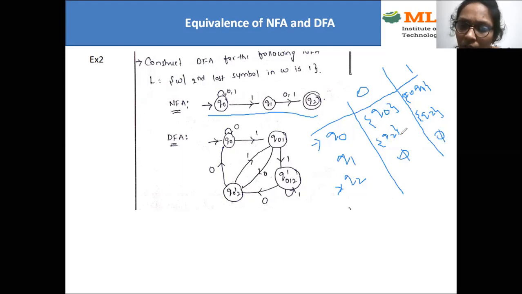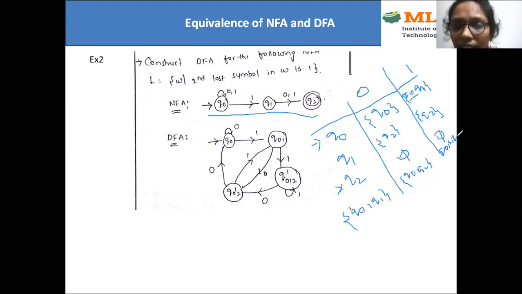Q0 is over, Q2 is over. Now the new combination is Q0 and Q1. Now we need to take the union. So Q0, Q1 union gives Q0, Q2. And again here the union gives Q0, Q1, Q2. Like this, the process will be repeated until you get all the things.